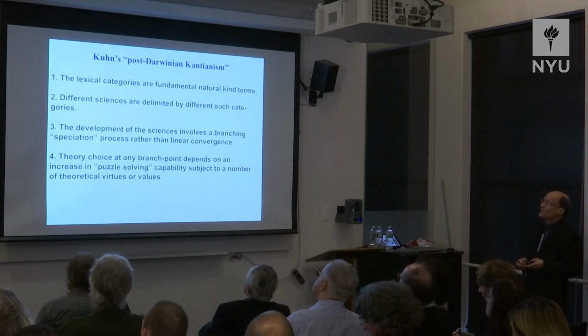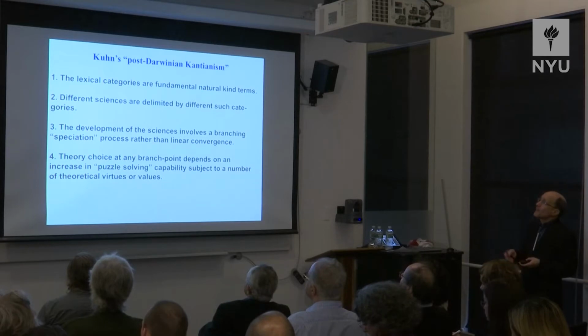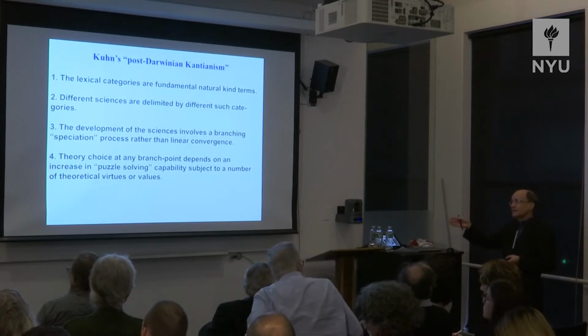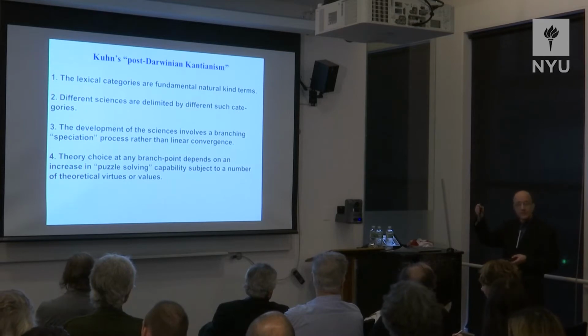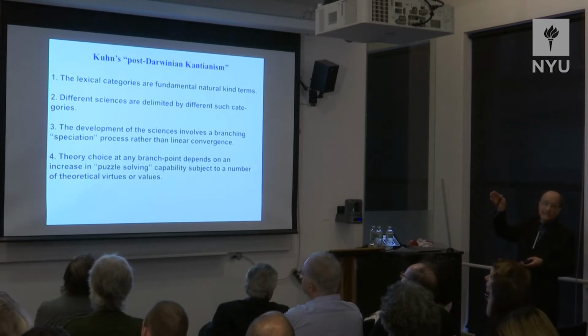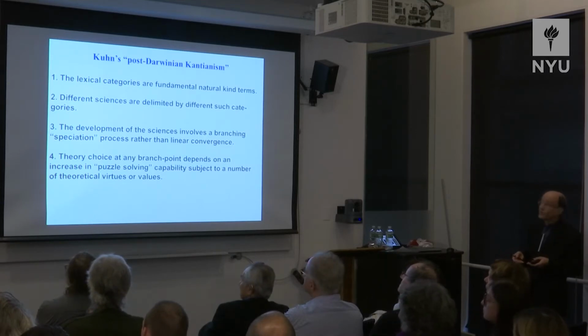The lexical categories are fundamental natural kind terms, like gold and silver, or cat and dog. Those are examples he gives. Different sciences are delimited by different such categories. Now, this is after Kuhn left Princeton and he went to MIT, precisely so that he could use information about language, linguistics, and philosophy of language to explain better his notion of revolution and incommensurability and so on.